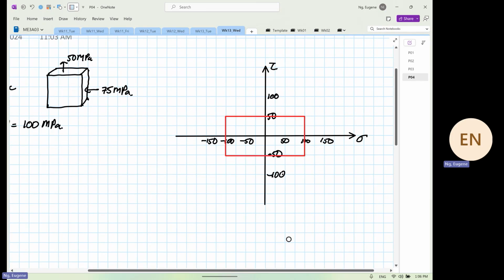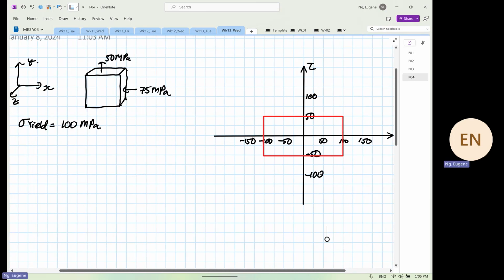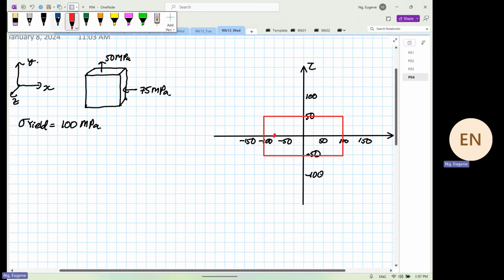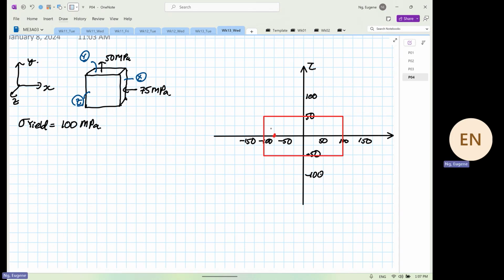So now, if we were to look at our normal stress, this is one we can't tell. So this point over here, this is our point X, our point Y, and our point Z. Over here, this is our point X, and then we have our point Y. And then at the center here is our point Z.